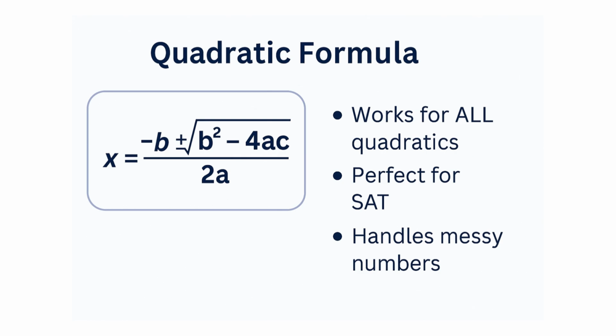On the SAT, the quadratic formula is especially useful in several specific situations. First, when the numbers are messy or don't factor cleanly. Second, when a question asks for an exact value involving radicals or square roots. And third, when you need to be absolutely certain that you're finding both solutions correctly, without the risk of missing one through factoring errors.